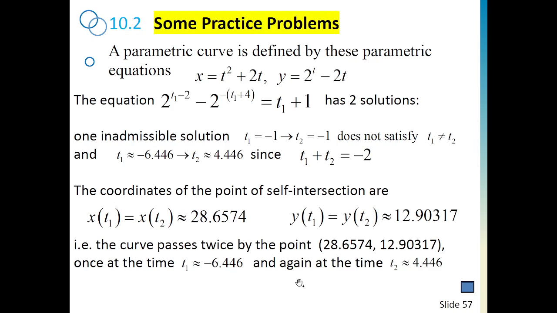So this is what happened at two different moments in time, so negative 6.4 and 4.4. The particle was passing by this point, so we have a loop at this point. So basically the loop opens at this point and then it closes at this point, and these are the values of parameter t when that happens.